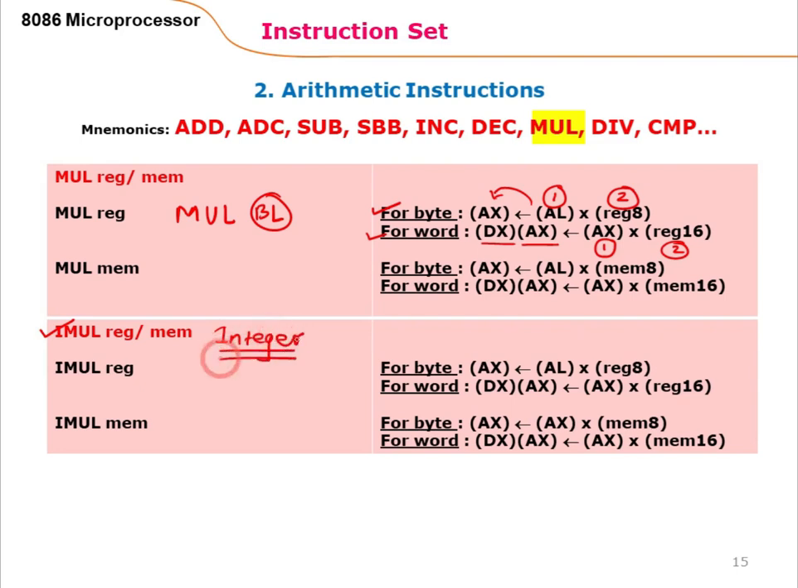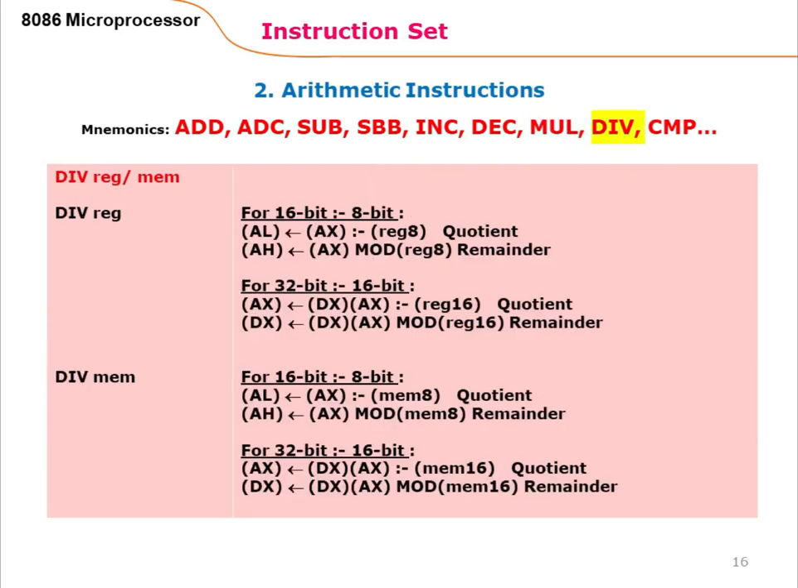So the operation will be the same. Here only the integer multiplication is done. Next is division. For the division instruction, we use DIV register or memory. Only one operand is given here, and by default the other operand is the register AX.